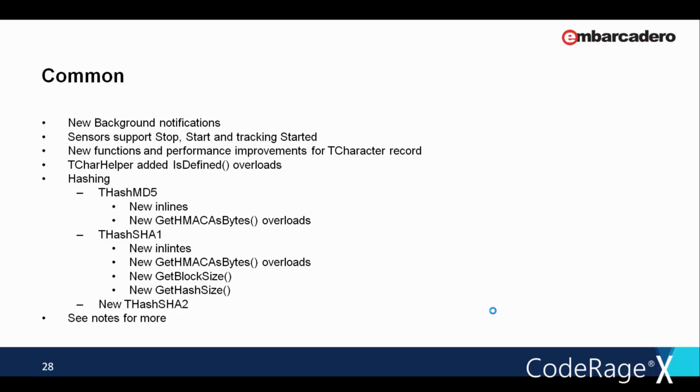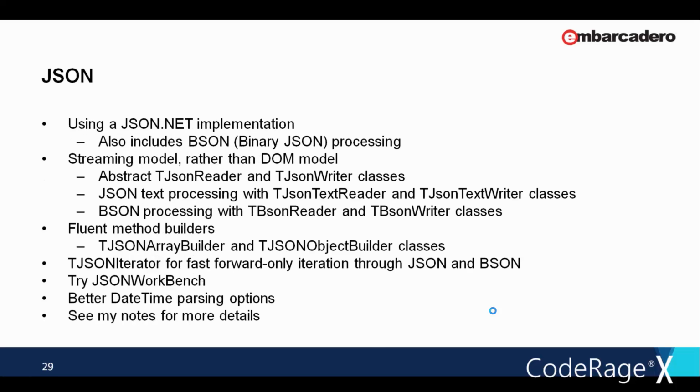For hashing, T-hash MD5 has new inline, so it should perform better. There's new overloads for get HMAC as bytes. T-hash SHA-1 has new inlines. Same thing with the additional overloads, and it also adds get block size and get hash size. There's also a new T-hash SHA-2, and more information is available in my notes for that.